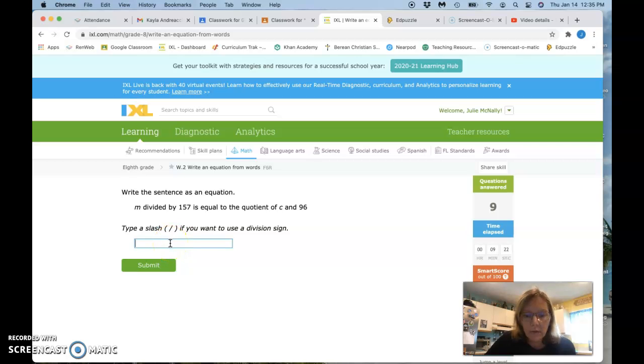M divided by 157 is equal to the quotient, which again means divide, the quotient of C and 96. Okay.